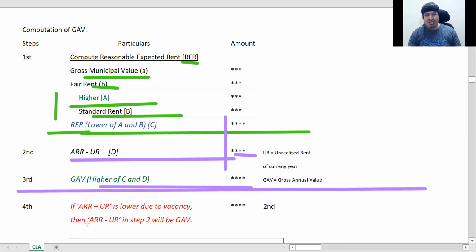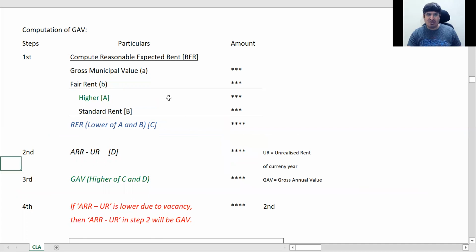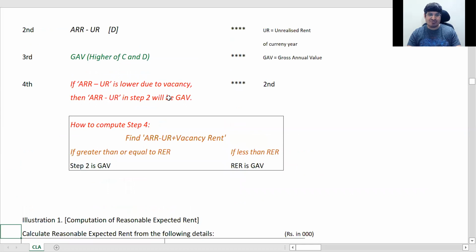Okay, this point I'll tell you later, the fourth one, don't worry now. When vacancy comes, we'll see that. This only holds good when there is vacancy, otherwise not. So now we are going to do problems for these, where we'll be using these first 3 steps.